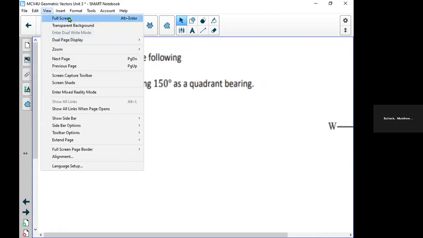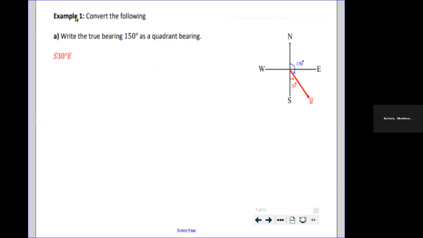Okay, so if you're going to convert the following, say we're just given the words. This would be a test question, but because we're not giving you a test, we put everything at once. Write the true bearing 150 degrees as a quadrant bearing. When we're drawing this out, true bearing starts from the north, and then we move 150 degrees to my vector. But if we're converting that to a quadrant bearing, can someone tell me what quadrant the vector is in? 4, right?